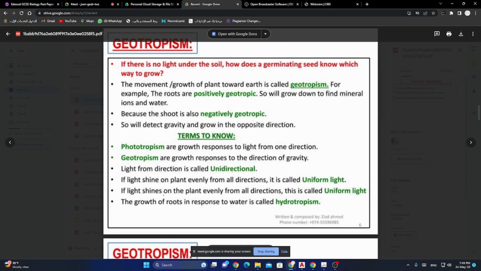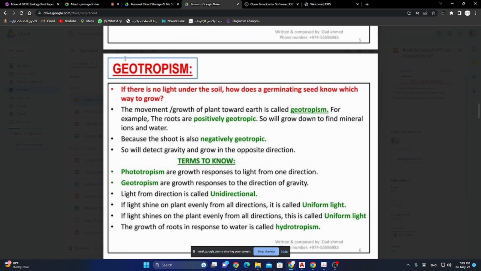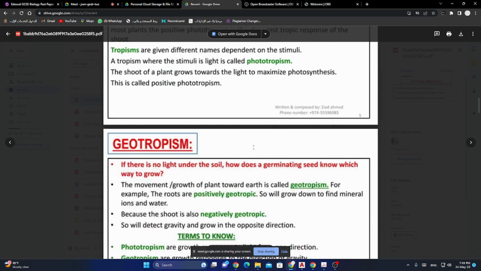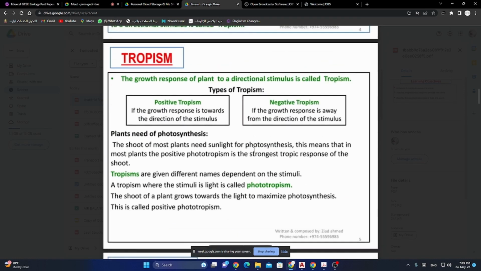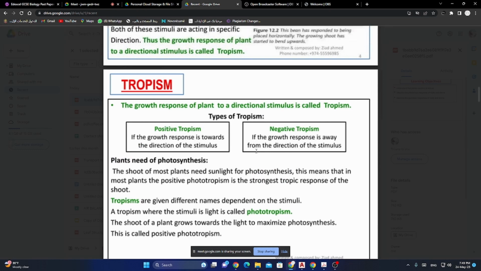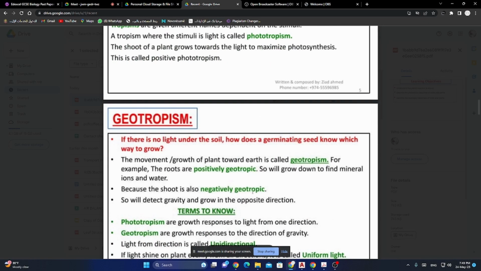Okay. So here they're just saying geotropism is negatively geotropic, right? Oh yeah, I forgot to explain this. We've been talking about the shoot, right? But then there is also the root part of the plant. The root part is going to be positively geotropic, right? Because it grows towards the gravity.